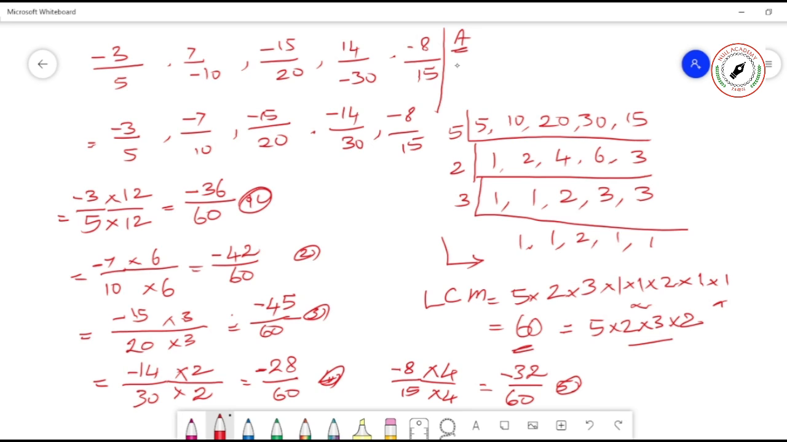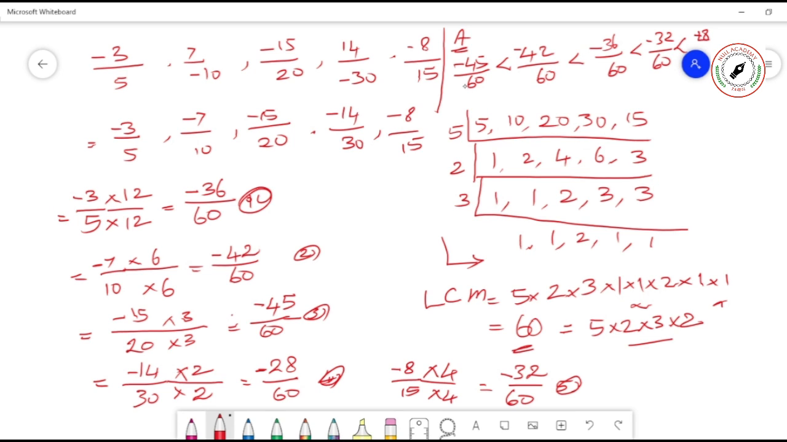What is the smallest? Minus 45 by 60 is less than minus 42 by 60, which is less than minus 36 by 60, which is less than minus 32 by 60, which is less than minus 28 by 60.